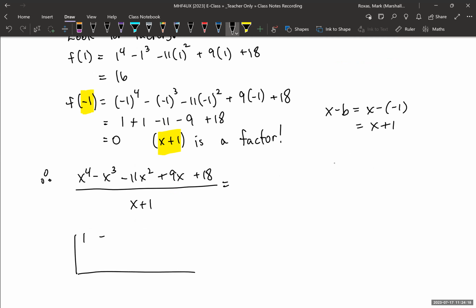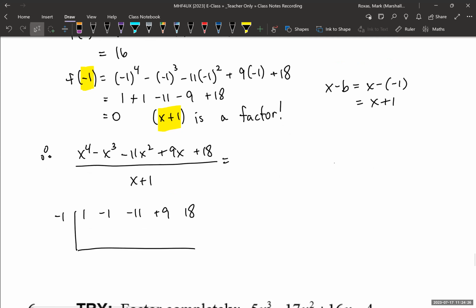Coefficients are 1, minus 1, minus 11, plus 9, and 18. Then a minus 1 goes here on the side. Carry 1 down, multiply 1 and -1, we get -1. Then we add, we get -2, multiply, we get 2. -11 plus 2, we get -9. Multiply, we get +9. 9 plus 9 is 18. Multiply by -1, we get -18. And then 18 plus -18 is 0. And so we get x cubed minus 2x squared minus 9x plus 18 as our quotient.